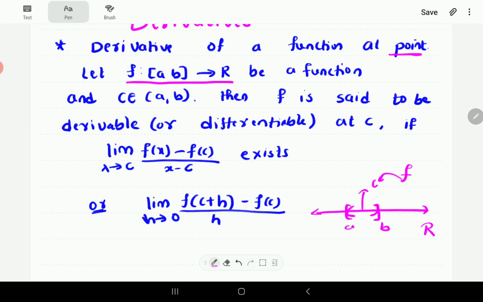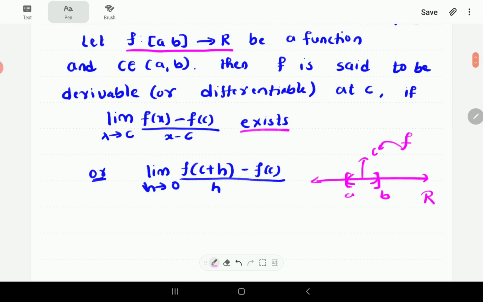Okay, so if you observe, it is the rate of change. Instantaneous rate of change we are trying to discuss. So here what happens is, we are taking f(x) minus f(c) divided by x minus c as x tends to c, if this limit exists.